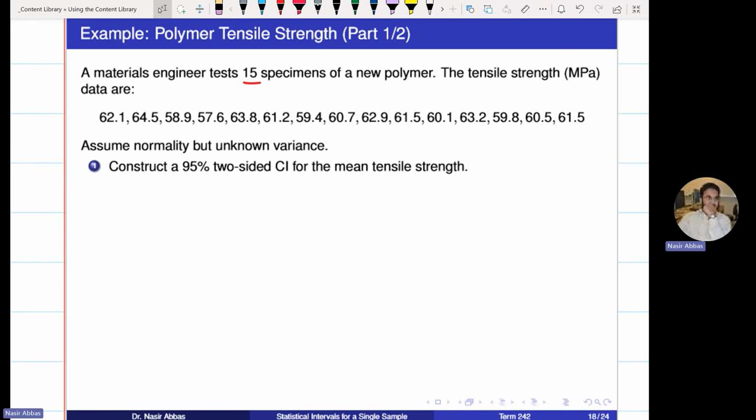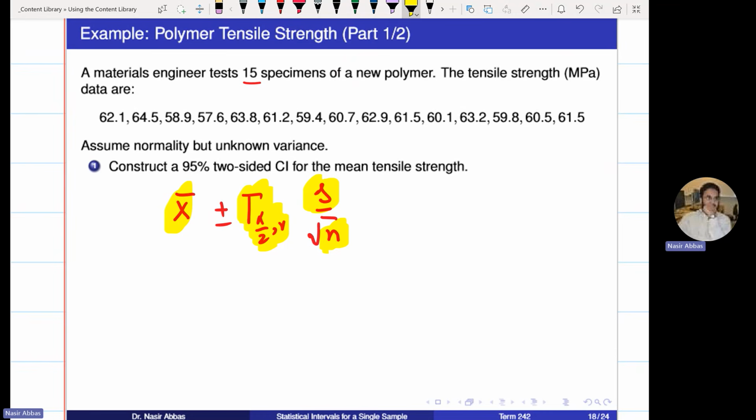Now, what do you do with this data set? The first thing you do, if you look at the formula for a 95% confidence interval for mu when sigma is unknown, the formula is something like this. From this formula, you have some of the unknown things that you need to find from the data. The first thing is the mean of the sample, the standard deviation of the sample, the size of the sample, and ultimately the critical value. Once you have these 4 things, you can just plug them into the formula and get the confidence interval.